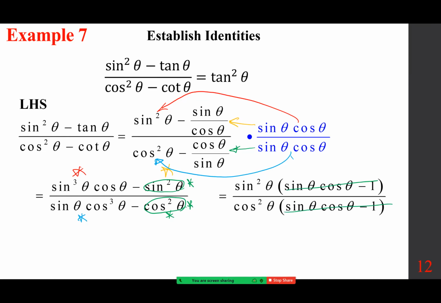These two we drop them. And we are left with sine squared over cosine squared. We know sine over cosine is tangent. So this is tan squared theta.